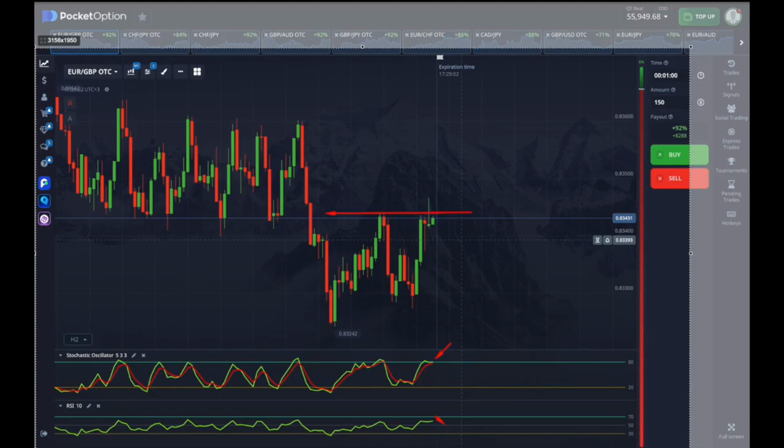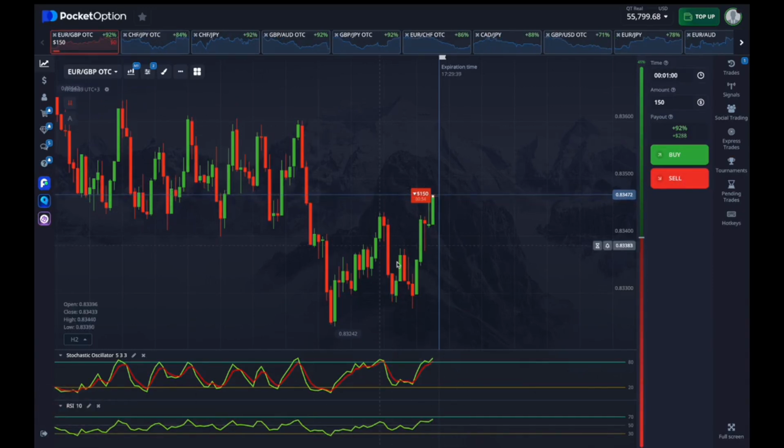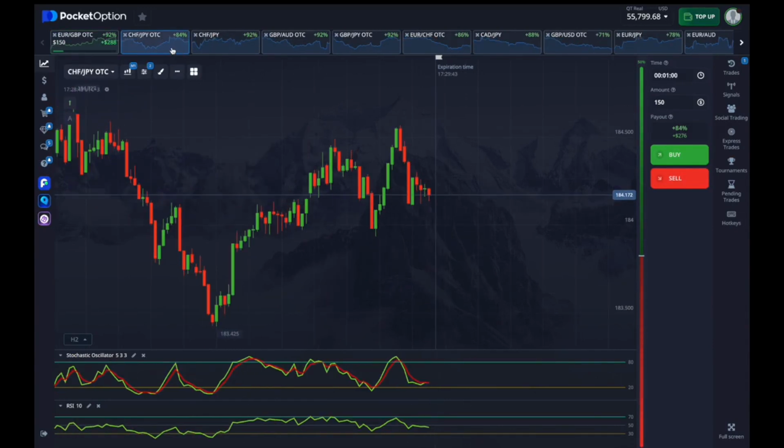Also friends, pay attention here. We're hitting a resistance line and most likely the movement will be downward. So in this particular case, I am quite happy to open a $150 trade for a decrease with a 1 minute time frame. And while we wait for the expiration of this current trade, let's take a moment to look at some other potential trades.